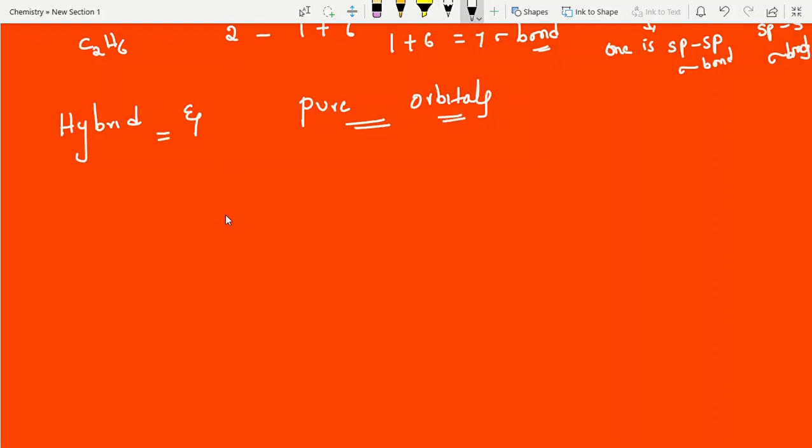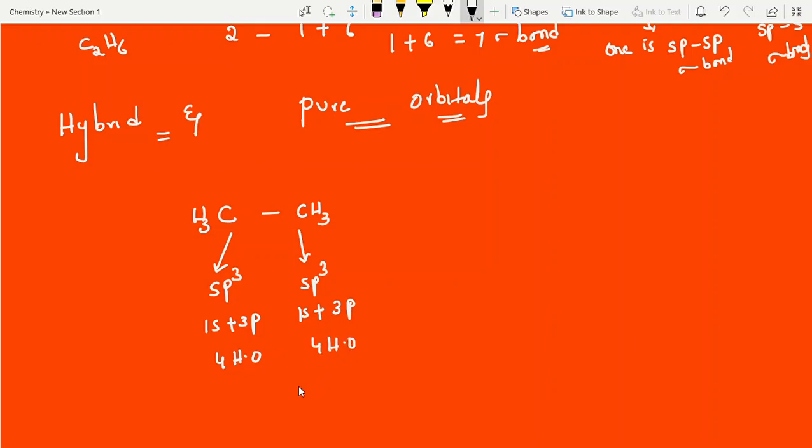I am taking ethane molecule, CH3, CH3. Just now we have seen the hybridization here. Your hybridization is sp3, single bond means sp3. So sp3 means 1s, 3 p orbitals involving. Here 4 hybrid orbitals in my hand. 4 plus 4, totally how many hybrid orbitals, students? 8 hybrid orbitals. See how easy it is, calculation of hybrid orbitals.